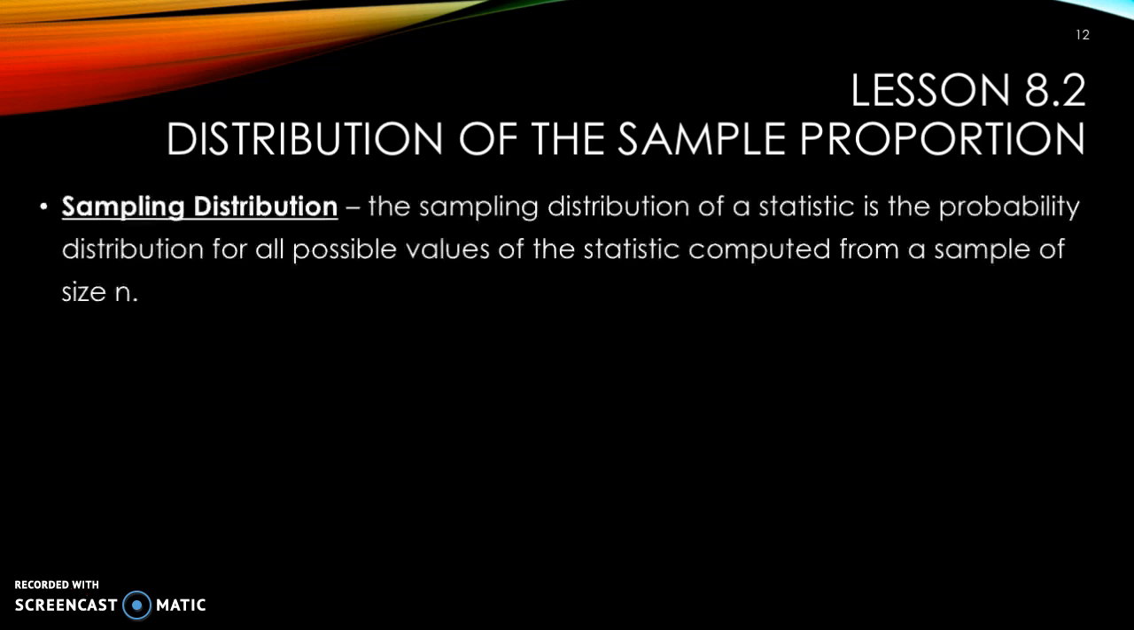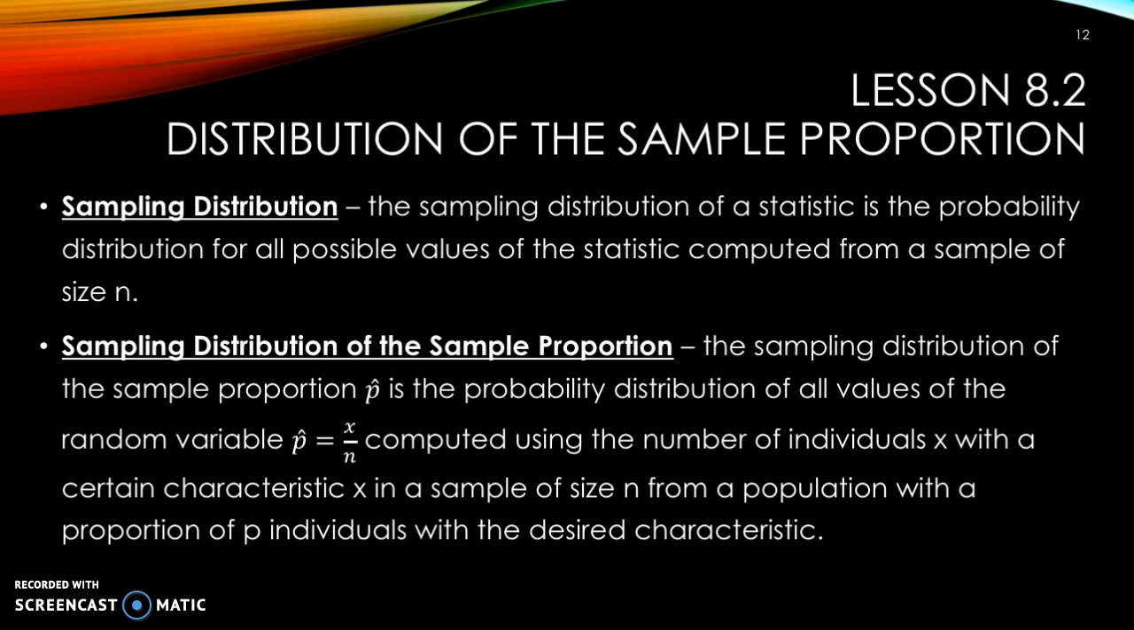related to that statistic. Just like the last one, I'm just starting with a general definition of what a sampling distribution is. Sampling distribution is the probability distribution for all possible values of the statistic that are computed from a sample of size n. The sampling distribution for the sample proportion, to get a little more specific to this lesson, this sampling distribution of the sample proportion p hat is the probability distribution of all values of the random variable p hat. So p hat is really just the variable that's representing the sample proportion.